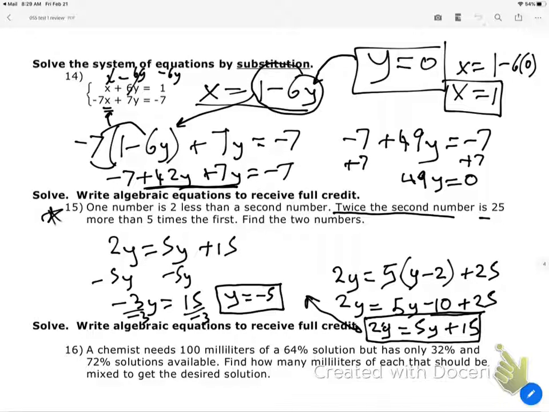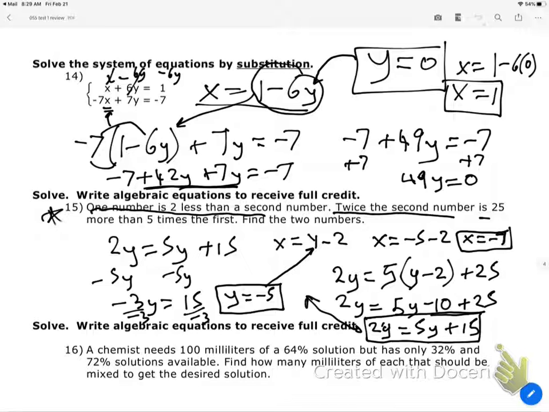Now, I've erased one of the equations. Remember, this one number is 2 less than a second. So remember, one number is 2 less than a second. Right, if y is negative 5, if I plug it back in there, x equals negative 5, another negative 2, so x equals negative 7. So I've gone around the whiteboard a bit there, but those are your two answers, okay? X equals negative 7, y equals negative 5.